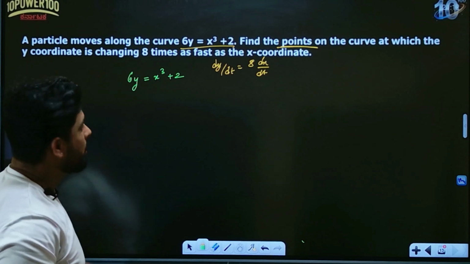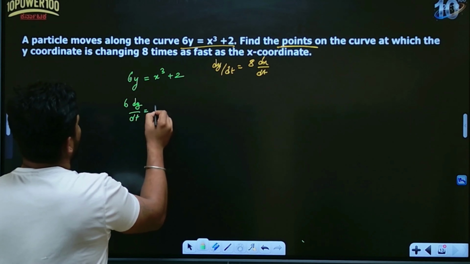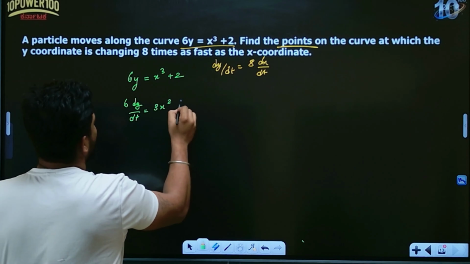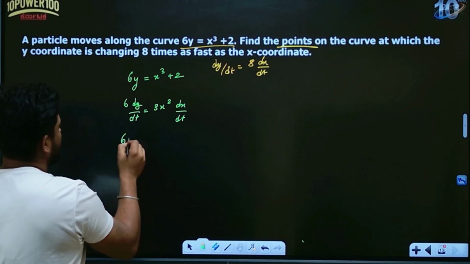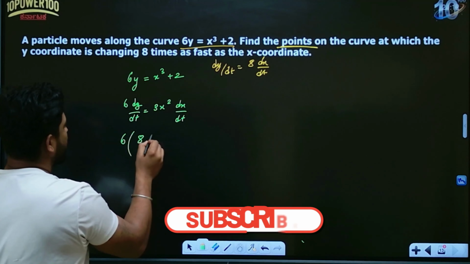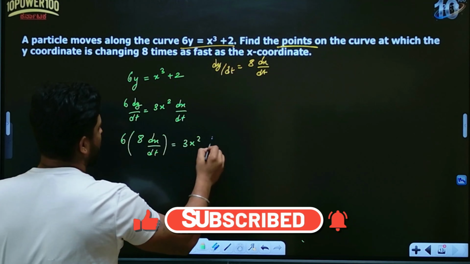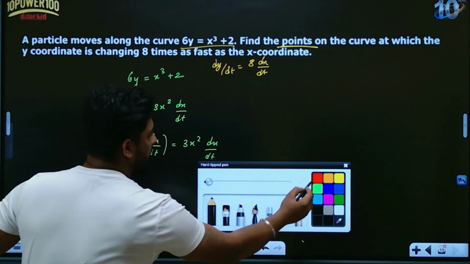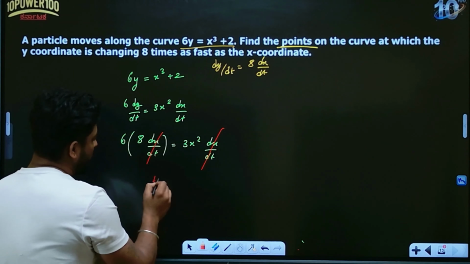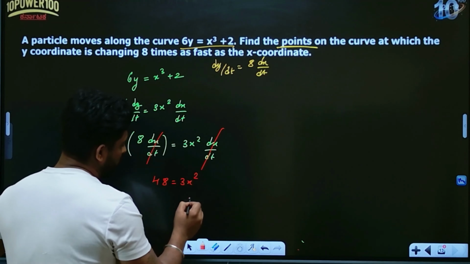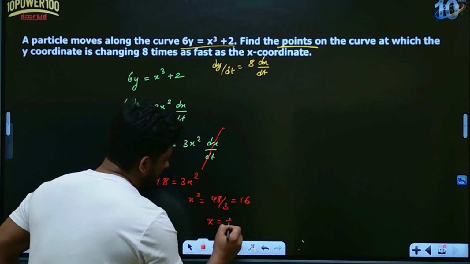Now let's differentiate with respect to time. 6 dy by dt is equal to 3x square ಅಷ್ಟೇ ಅಲ್ವಾ, into dx by dt ಮಕ್ಕಳೇ. ಓಕೆ, ಈ dy by dt ಜಾಗದಲ್ಲಿ ಇದನ್ನು ಬರ್ಕೊಳ್ಳೋಣ. ಸೊ 6 ಈ dy by dt ಜಾಗದಲ್ಲಿ 8 times of dx by dt ಬರ್ಕೊಂಡೆ is equal to 3x square dx by dt. ಓಕೆ, ಇಲ್ಲಿ ಏನಾಗುತ್ತೆ ಅಂತ ಹೇಳಿದ್ರೆ ಈ dx by dt ಕ್ಯಾನ್ಸಲ್ ಆಯಿತು. ಓಕೆ, 6 8s 48 ಅಲ್ವಾ. ಸೊ 48 is equal to 3x square. So x square is equal to 48 by 3. That is nothing but 16. So x is equal to plus or minus 4 ಮಕ್ಕಳೇ.